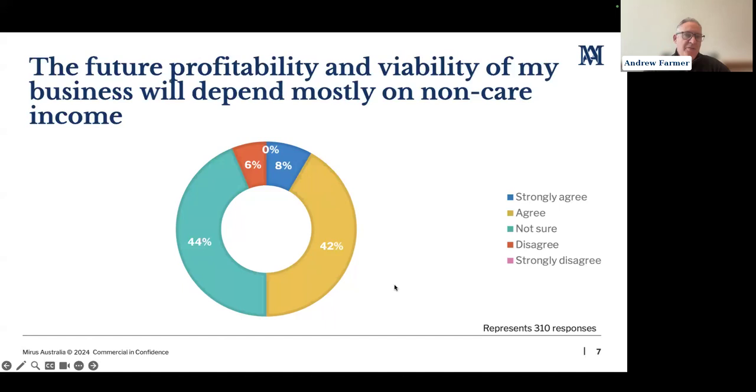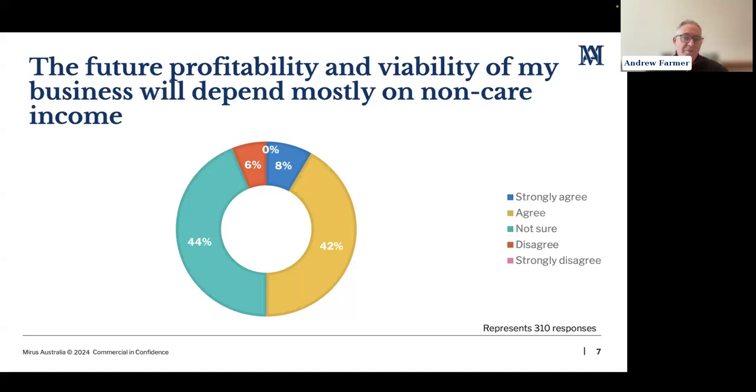The future profitability and viability of my business will depend mostly on non-care income. So if you take the care funding, which makes up 70 or 80% of your income, the rest of it is sort of 20%. One of the things that we've started to acknowledge is most of your income comes from care funding, but a lot of your margin and a lot of your surplus will come from non-care funding. So what does that mean now?